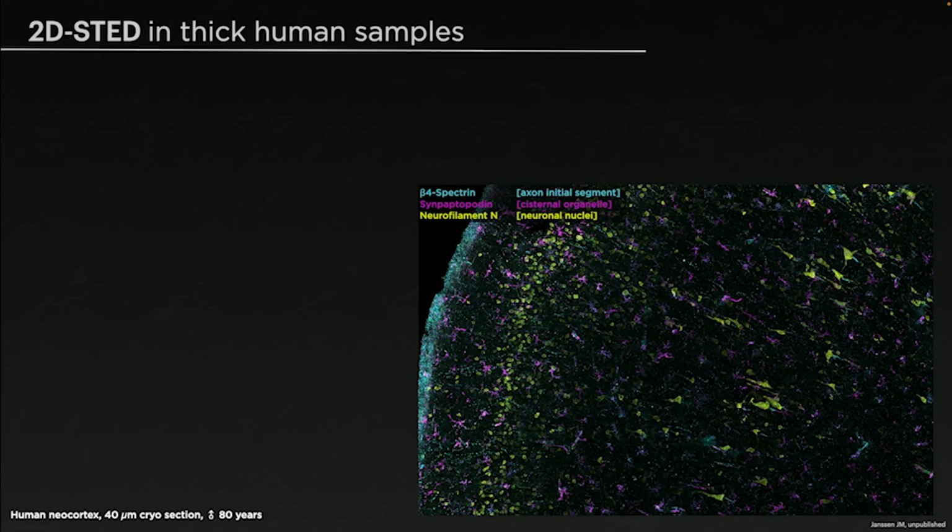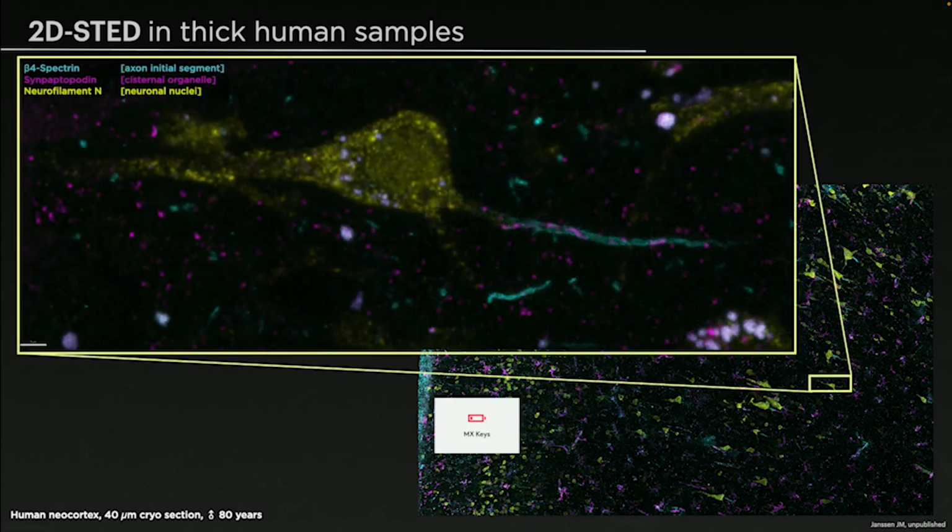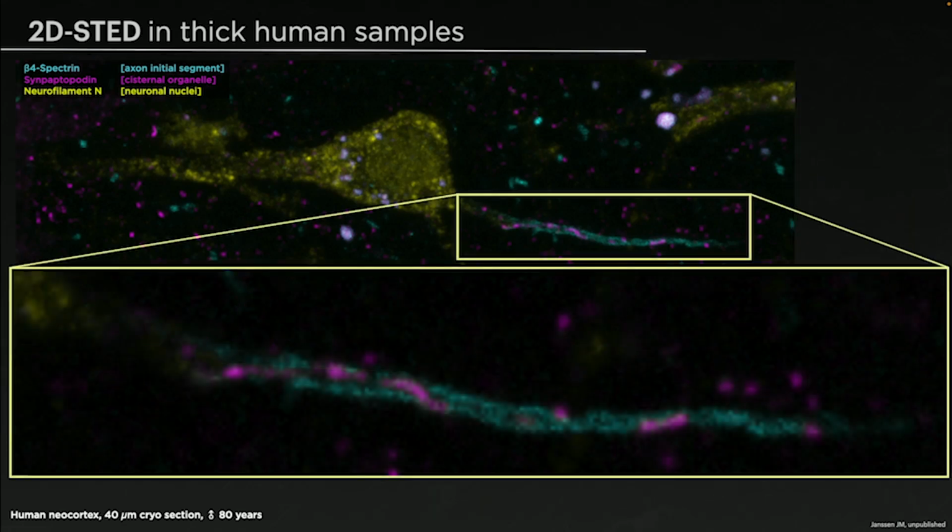And what you can see over here is quite a section of a human neocortex slice that we imaged here in Linz. And by zooming in, we can nicely image the single neurons. We can see the AIS here in cyan blue and our cisternal organelles alongside the AIS in magenta. And now this is what we would previously get as normal confocal resolution.